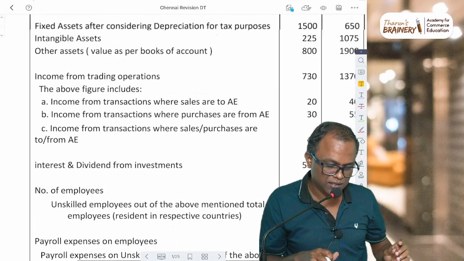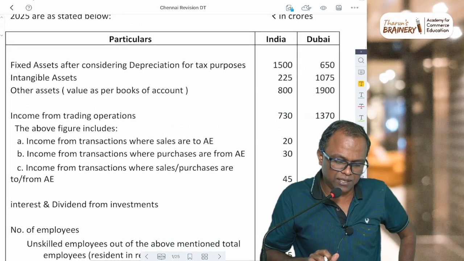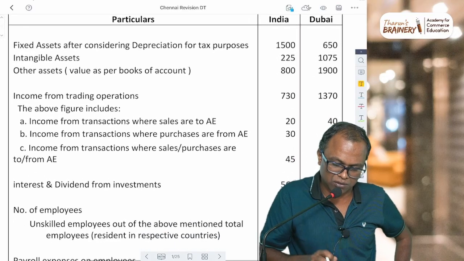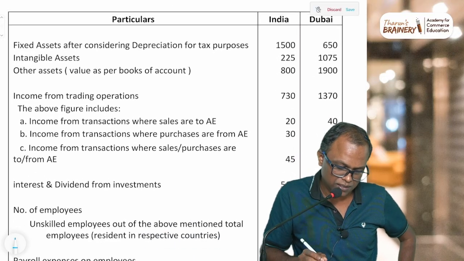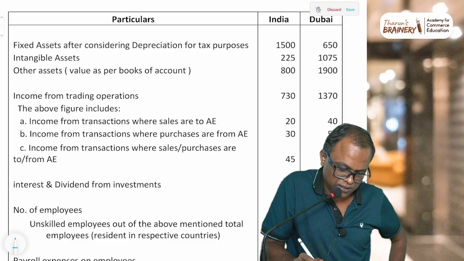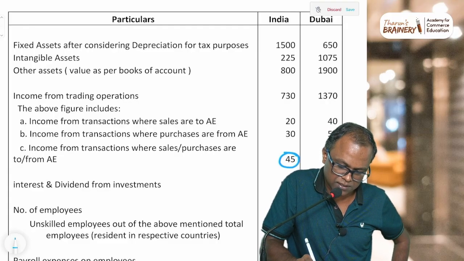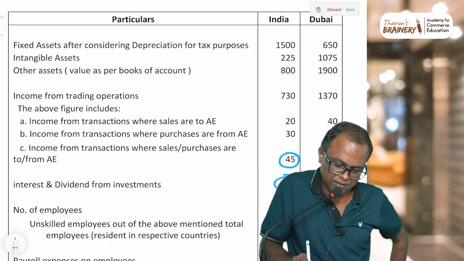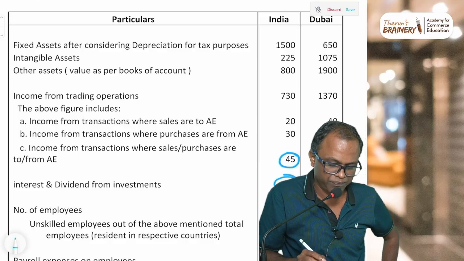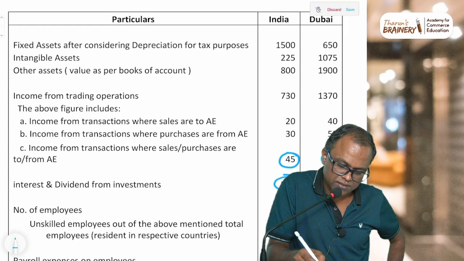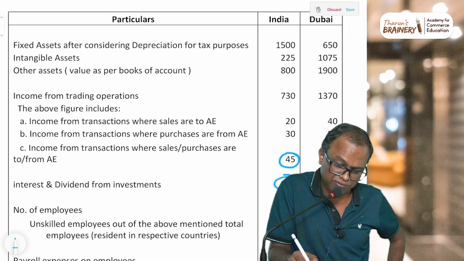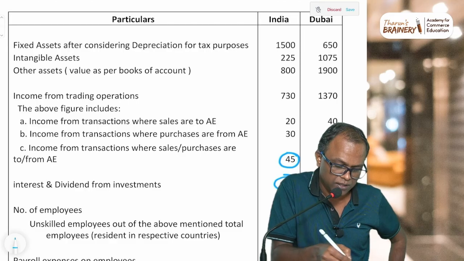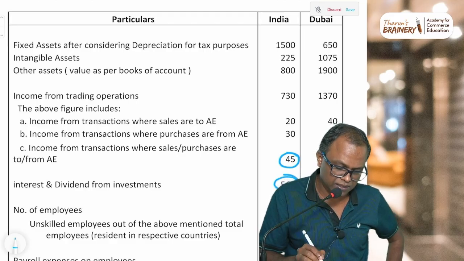So first test, the passive income of the foreign company should be less than or equal to 50% of the total income of the foreign company. So here, what are the passive income? So here the passive income is this one. This is the passive income, and interest and dividend 560 and 320. This is also passive income. So income from trading operations is 730, 1370. So this 730 and 1370 includes AE. So interest and dividend income is separate.